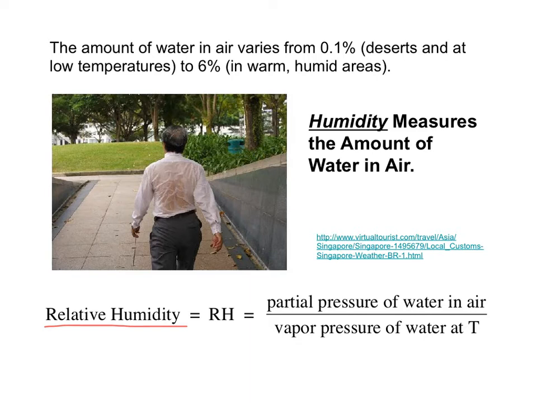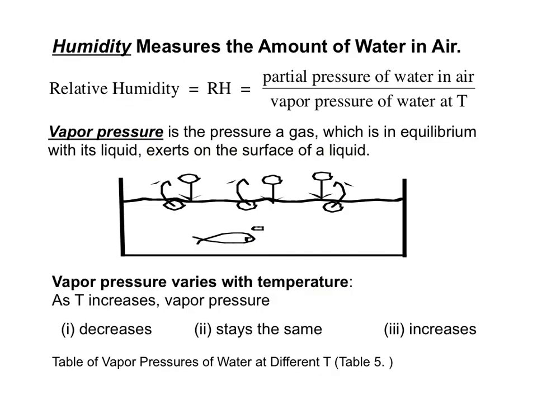Relative humidity is the partial pressure of water in air divided by the vapor pressure of water in air at that temperature. Here's what vapor pressure is. Some molecules at the surface of a liquid have enough energy to escape to the gas phase. Some of those gas molecules return to the liquid. The pressure those gas molecules exert on the surface of the liquid is called vapor pressure.